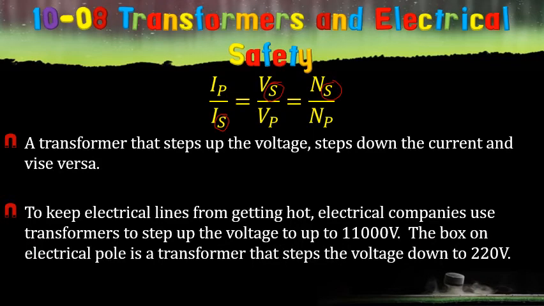So to keep electrical lines from getting hot, electrical companies use transformers to step up the voltage up to 11,000 volts. The box on the electrical pole is a transformer that steps the voltage back down to 220 volts. So it comes into your house, and then that is split so that you have 2 sets of 110 volts.